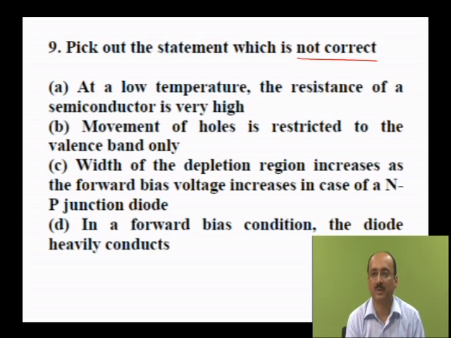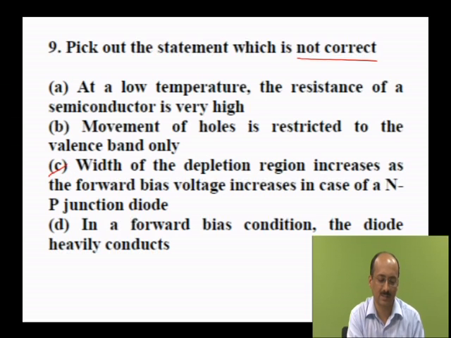C, width of the depletion region increases as the forward bias voltage increases in case of a PN junction diode. It means that you are increasing forward bias and they are saying the width of the depletion region increases. With forward bias, essentially what happens is the depletion region width decreases, even the junction potential barrier height also decreases. But they have given just the opposite. So the wrong one that they want is C.